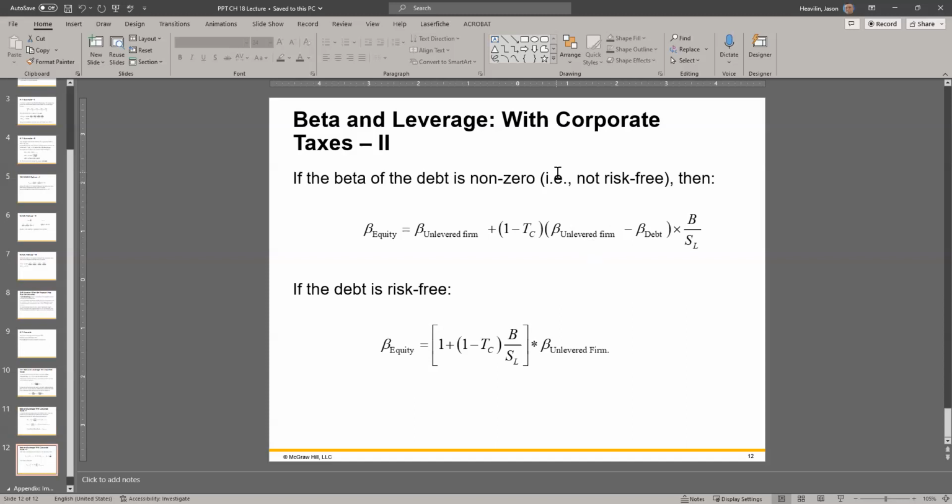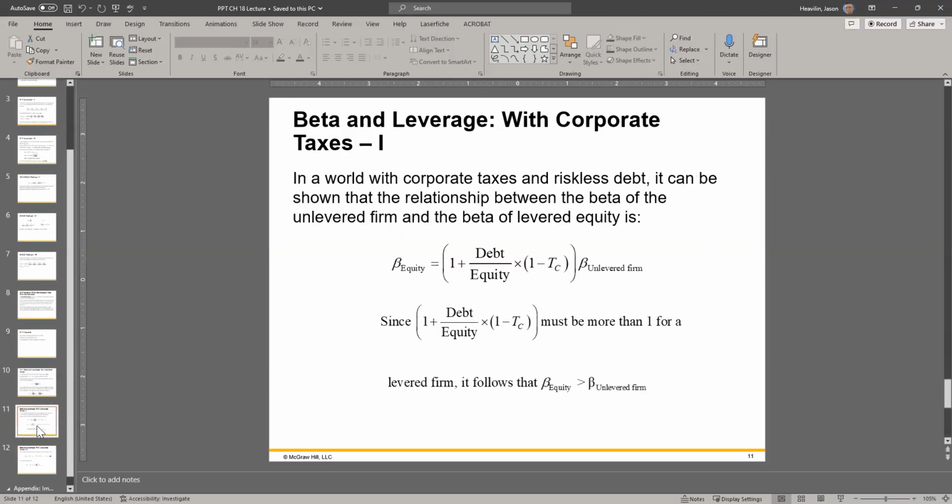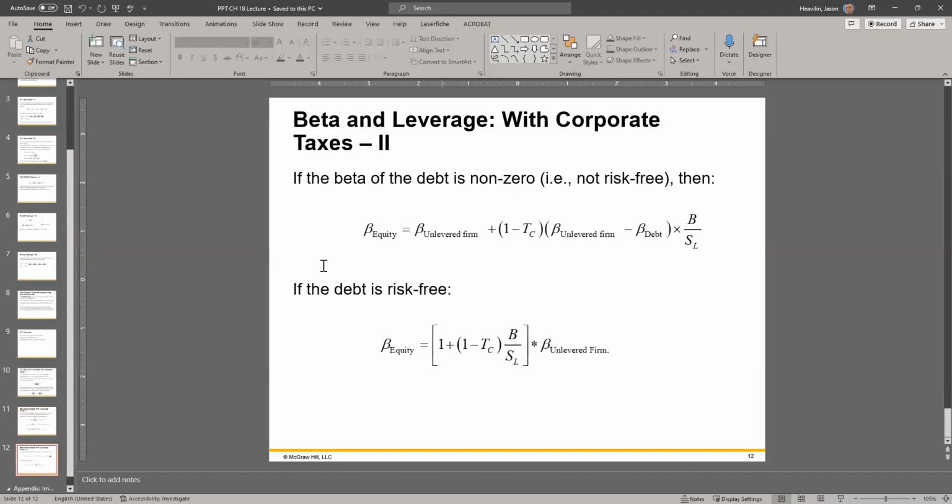Here's a little bit more about if the beta of the debt is non-zero. Now we increase the beta from 0 to something, so it's not risk-free. All right, here we have riskless debt, so it's risk-free in this example. But now it's not risk-free, then you want to do it this way. Now notice there's more betas involved here because now you have a beta of debt. All right, so you take the entire formula here compared to what it was with the risk-free, you'll notice how the impact becomes a little different because now you still have the weight of debt here.